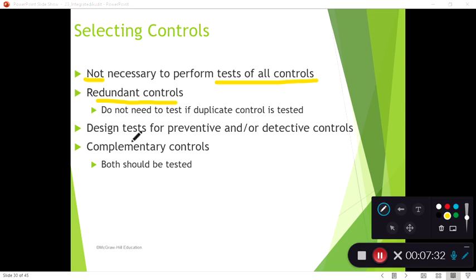Then we're going to think about tests that we're going to create to see if these, especially preventive and detective controls, are working. Obviously, if they're complementary, so another word for redundant is substitutes, right? But if they're complementary, then you have to test both of them. So if you have controls that are kind of meant to work together, then that's when you have to test both.